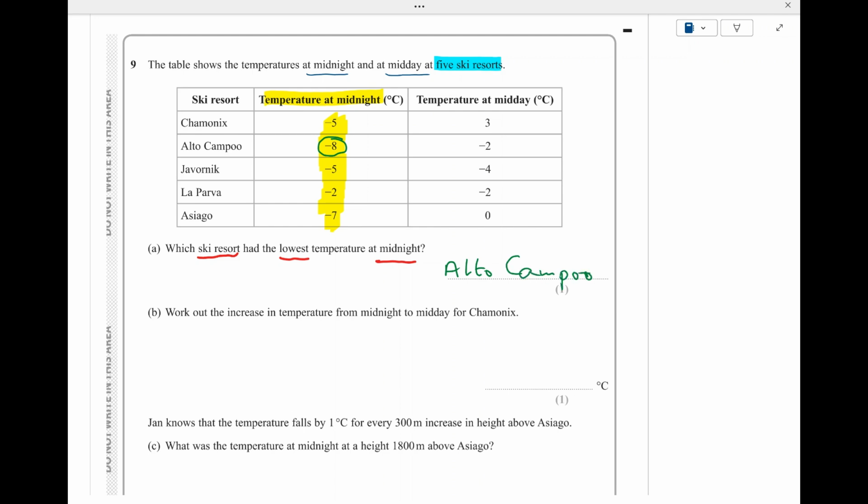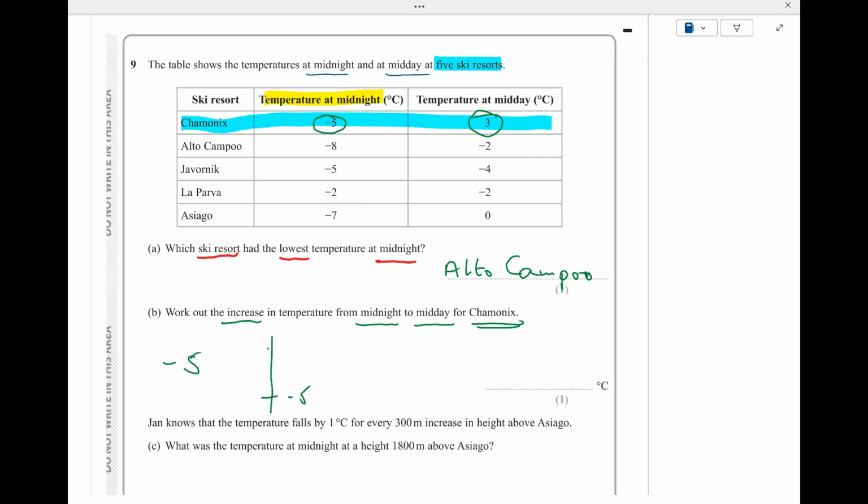Next one. Work out the increase in temperature from midnight to midday for Chamonix. Here's Chamonix. Now, at midnight it was -5, and at midday it was 3. So it's gone from -5 up to 3. You've got to work out what that increase is. Well, the increase is 8.